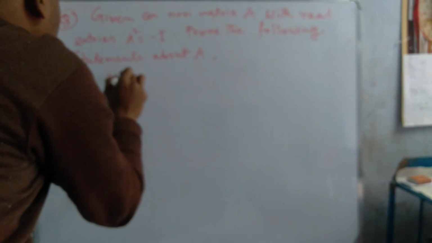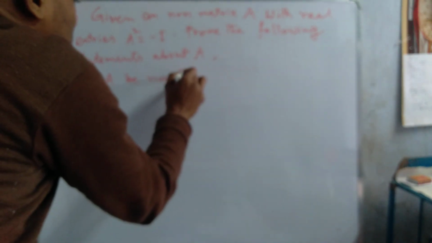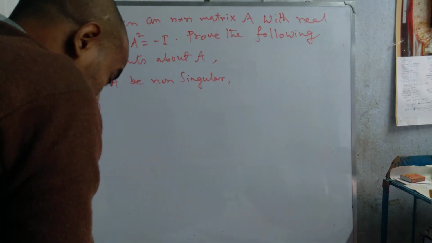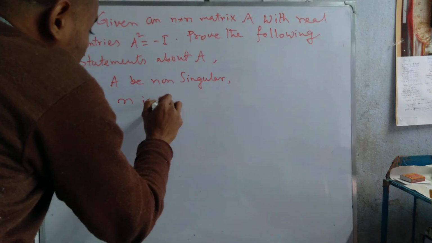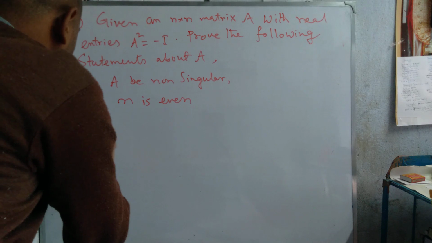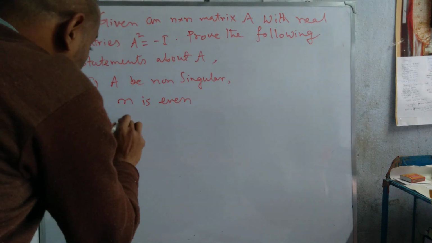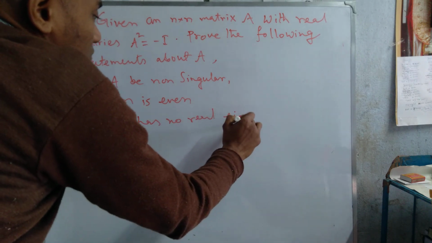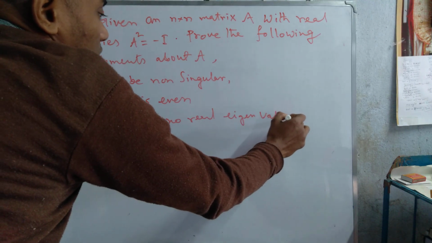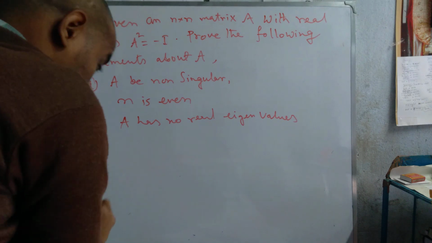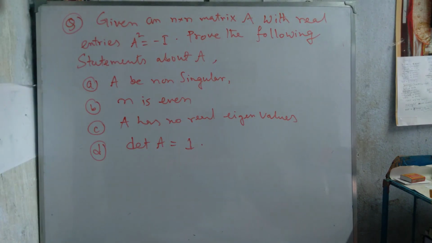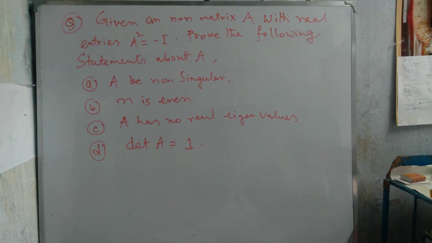First, A is non-singular. Second, n is even. Third, A has no real eigenvalues. Fourth, det A equal to 1. We have to prove these consequent problems.